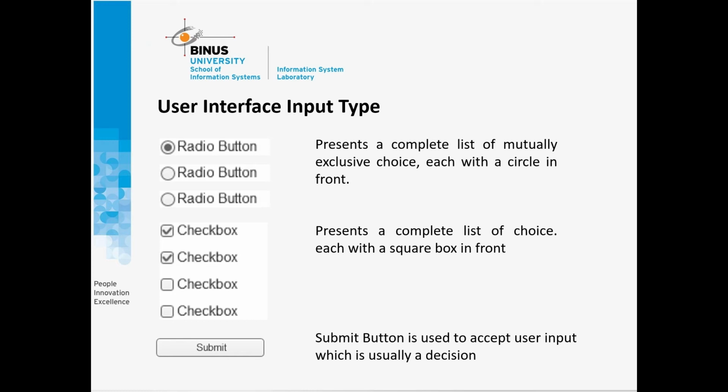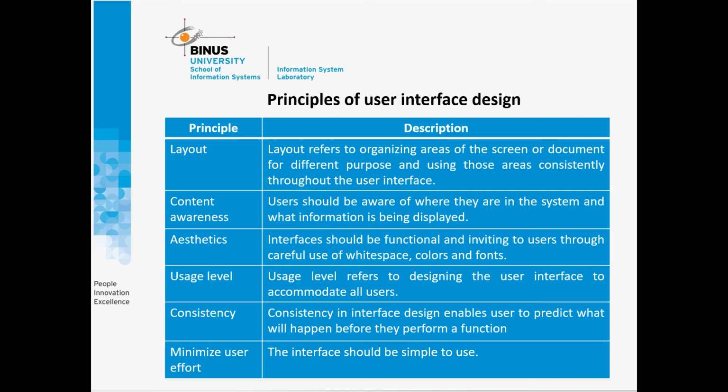Next is checkbox. Checkbox presents a complete list of choices, each with a square box in front. Checkbox is usually used when several items can be selected from a list of items. Last, submit. Submit button is used to accept user input, which is usually a decision. There are 5 principles of user interface design.